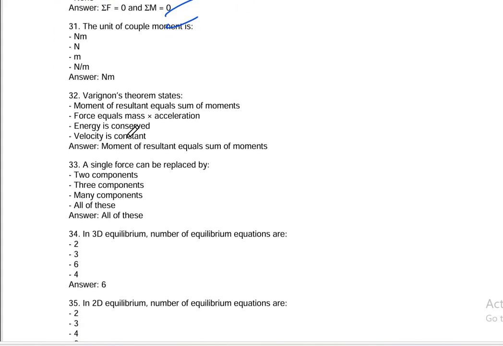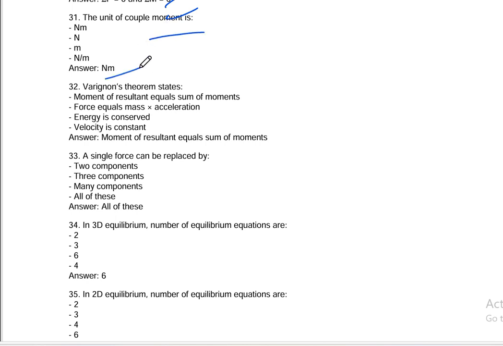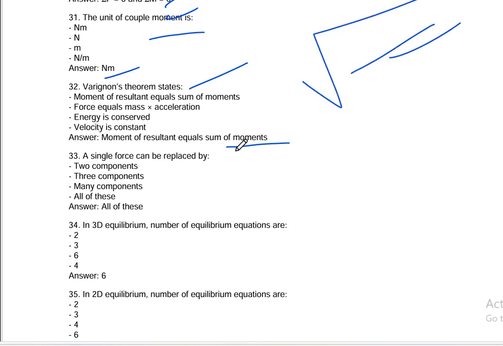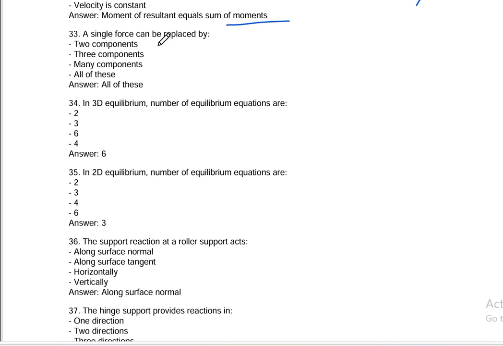The unit of couple moment is the Newton meter. And what does Varignon's theorem state? The moment of the resultant is equal to the sum of the moments of the components. That means the resultant moment is equal to the summation of moments. A single force can be replaced by two components, three components, or many components.